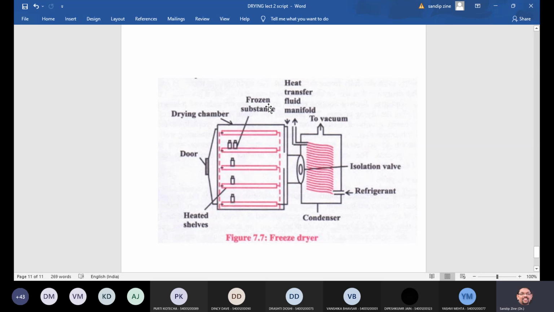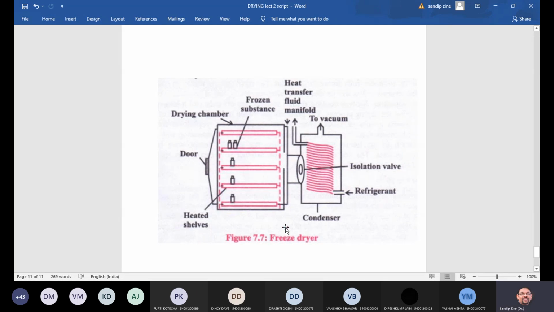Just see. These are the frozen substance. These are the heated shells. Door is there. Drying chamber. This is the drying chamber. Then heat transfer fluid manifold. This is the to vacuum, or maybe this is the isolation wall over here, and this is the refrigerant, and this is a condenser mounted over here. So freeze dryer, always short note will be there.